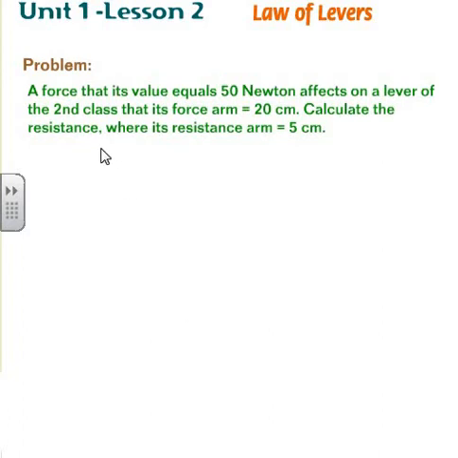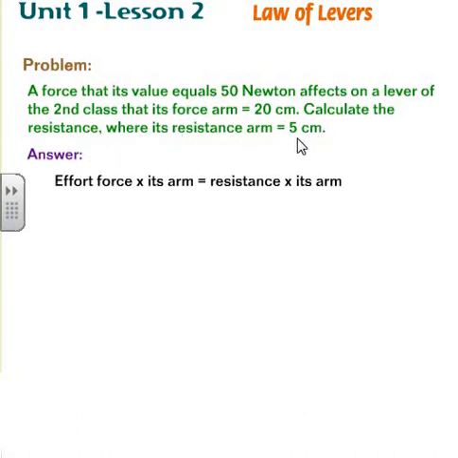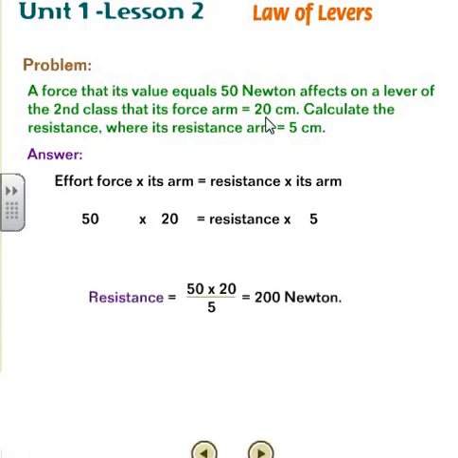Problem. A force whose value is 50 Newton affects a lever of the second class. The force arm equals 20 centimeter. Calculate the resistance when the resistance arm is 5 centimeter. I have three values: 50, this is the force, the force arm equals 20, and the resistance arm equals 5.